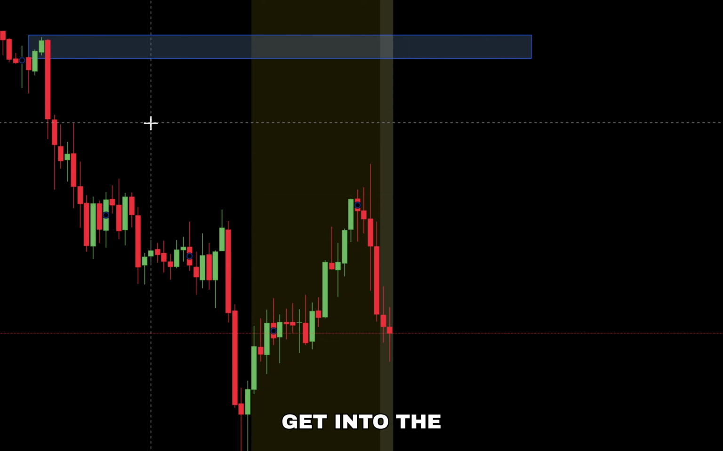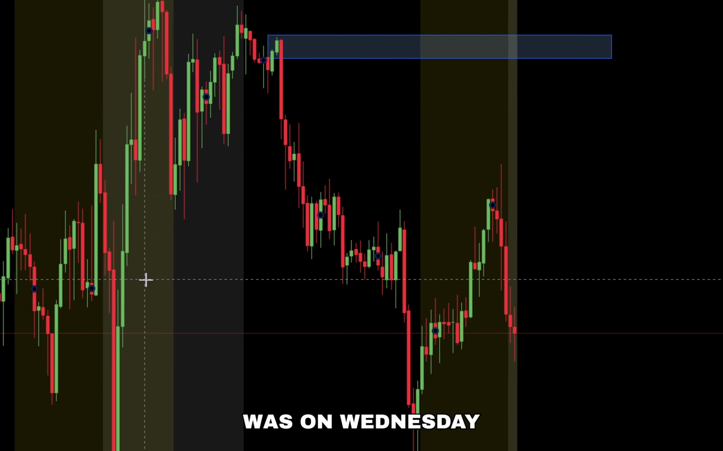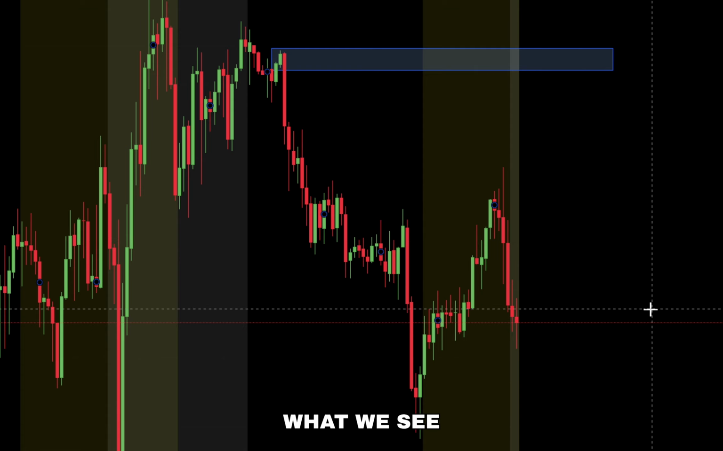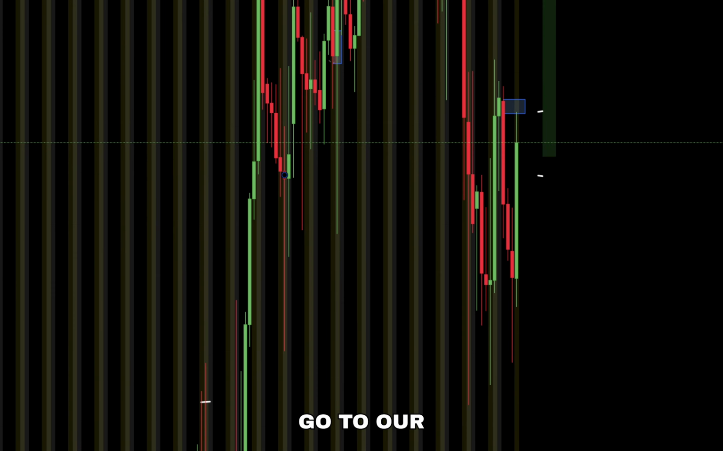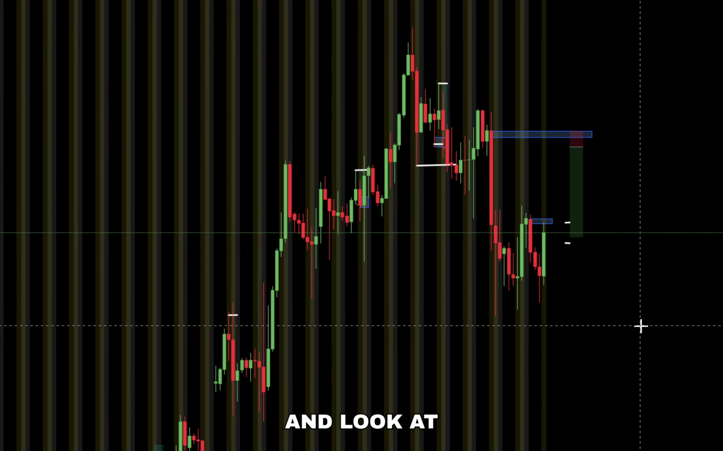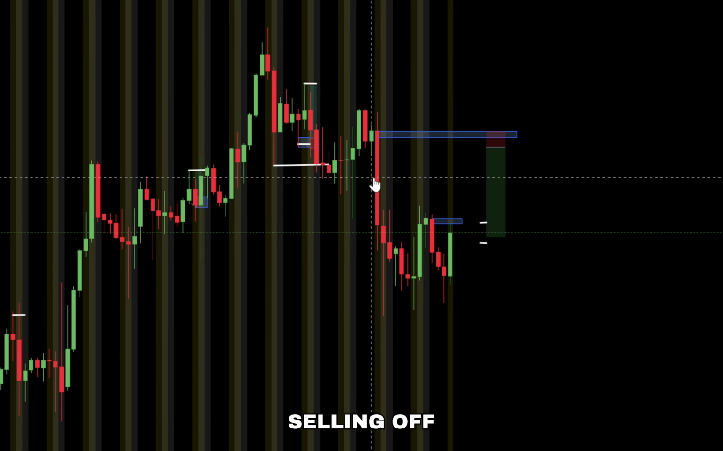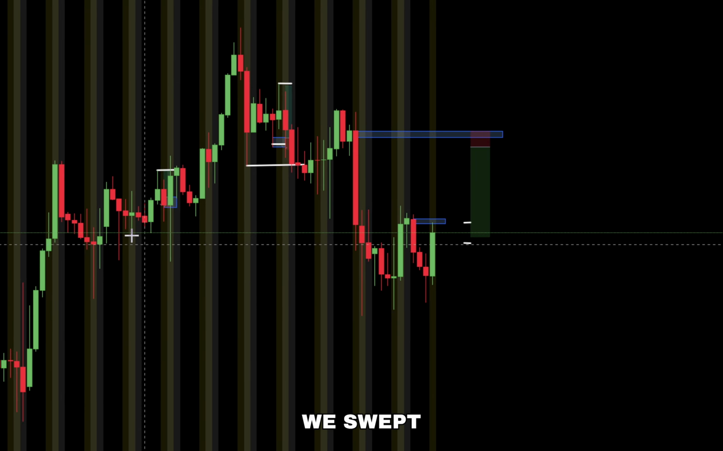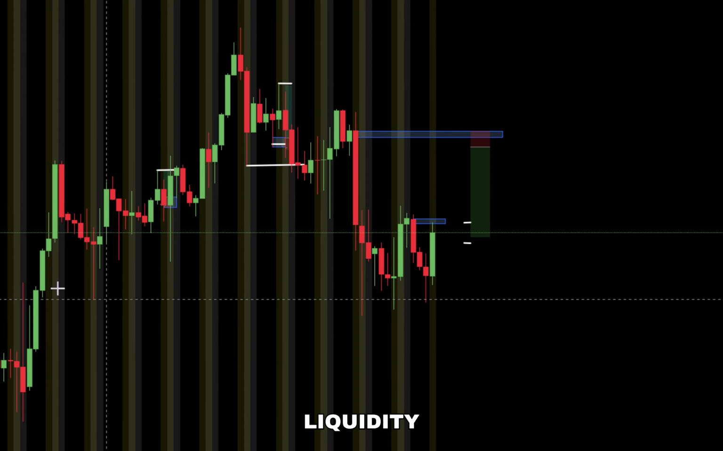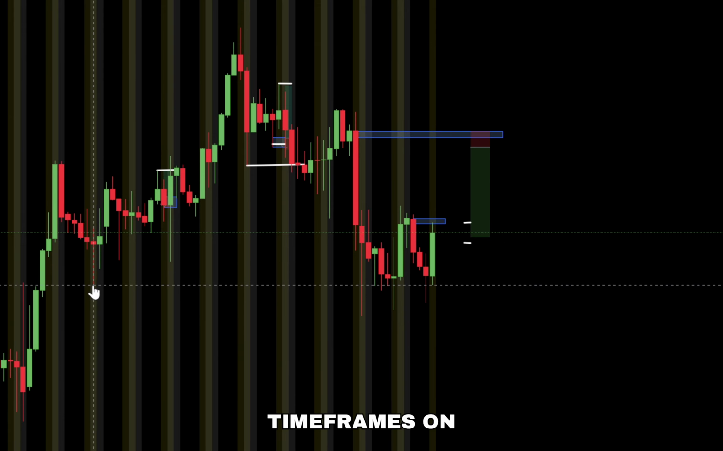Alright, so let's get into the first trade. The first trade was on Wednesday. So first, let's mark off what we see. Coming into the day, let's go to our higher time frames and look at what happened. So for the majority of this week, price has been selling off. And then what did I notice? We swept all of this liquidity on the higher time frames on Tuesday.